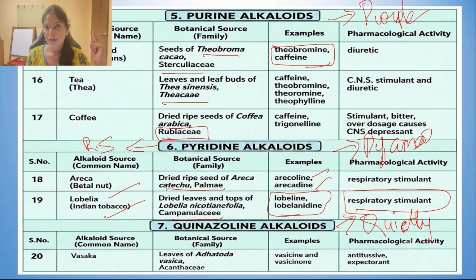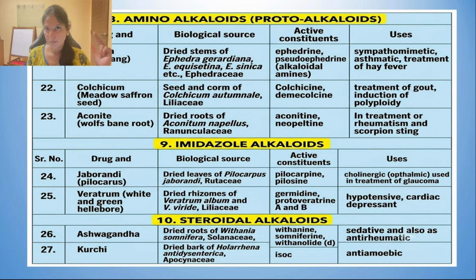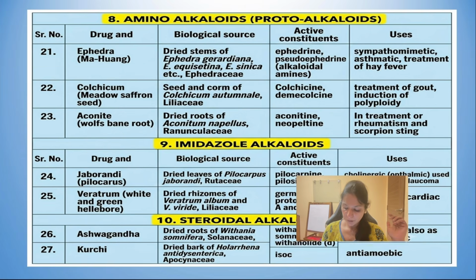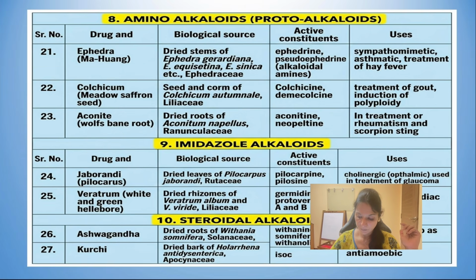And examples of quinoline are very easy. I think you can easily remember the quinoline examples. That is our Cinchona and Camptotheca. Quinazoline is only one example, that is Vasaka. So in purple pajamas, quietly.